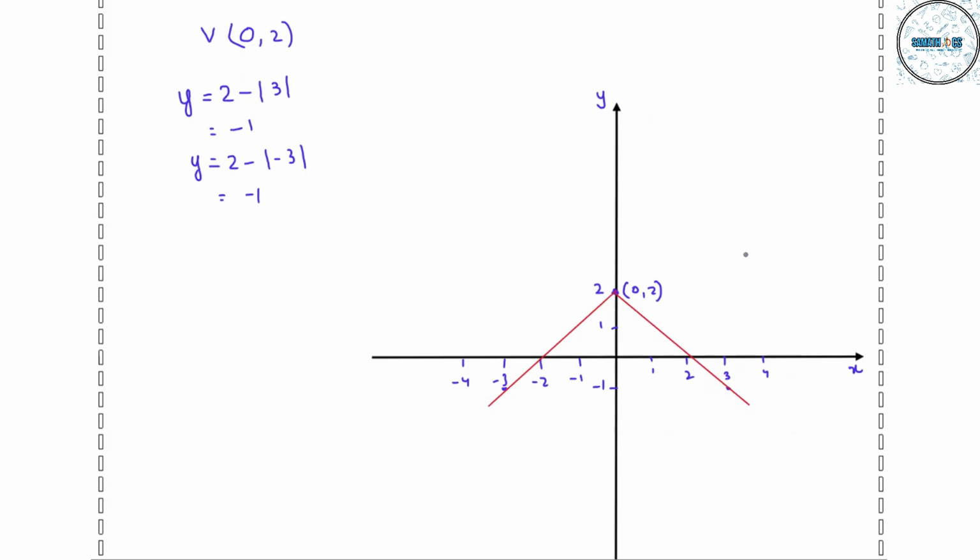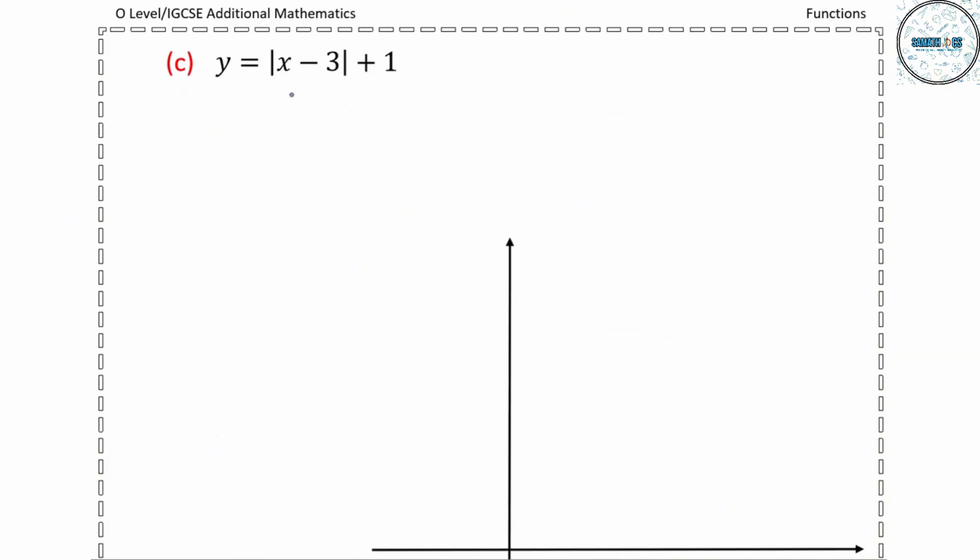So you can see it is an inverted V. It is the graph of y is equal to 2 minus absolute of x. And let's draw a graph of an equation in which we have an expression x minus 3 in the absolute sign, and there is plus 1 outside. So the first thing is to take out the vertex.